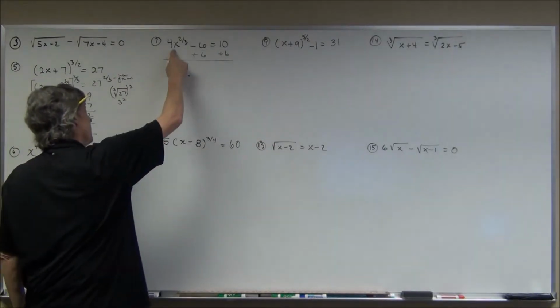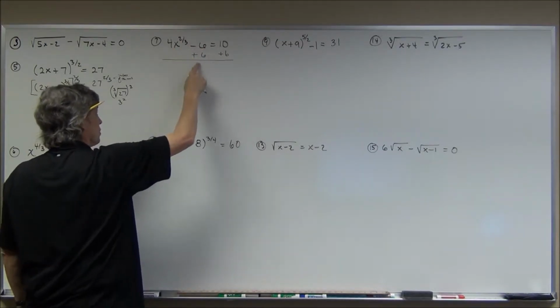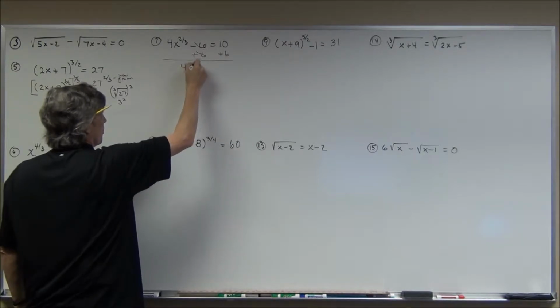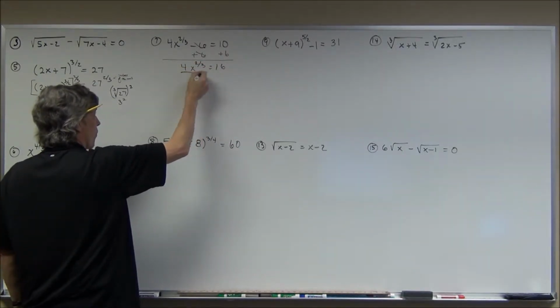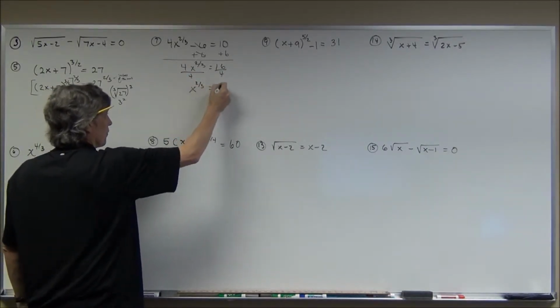But because only the x is being raised to the power, I undo the stuff around that first. So we undo adding or subtracting first. These cancel out. I have 4x to the 2/3 is equal to 16. Now I'll get rid of the 4, that's times it. I'll divide by 4. I have x to the 2/3 is equal to 4.